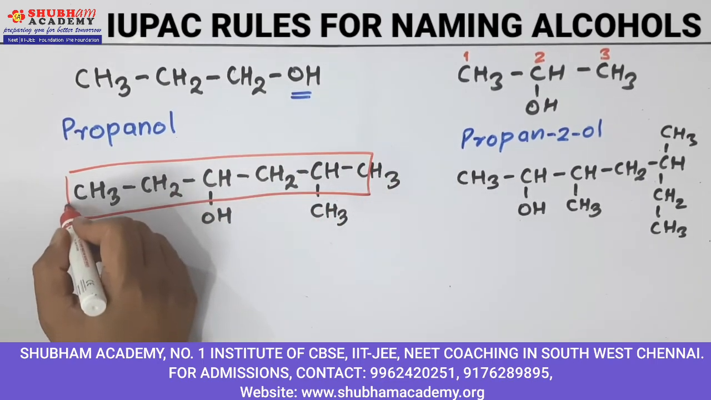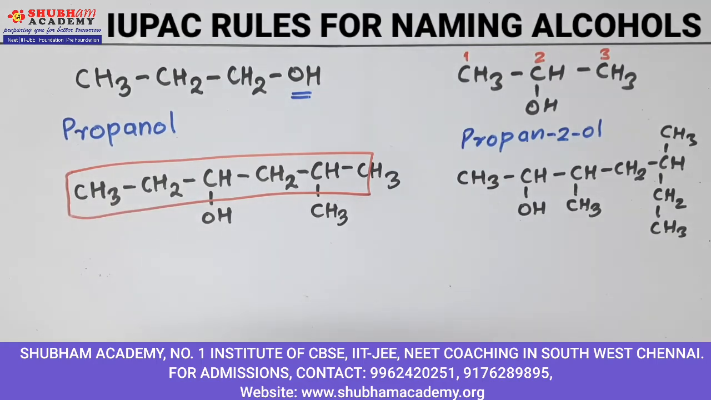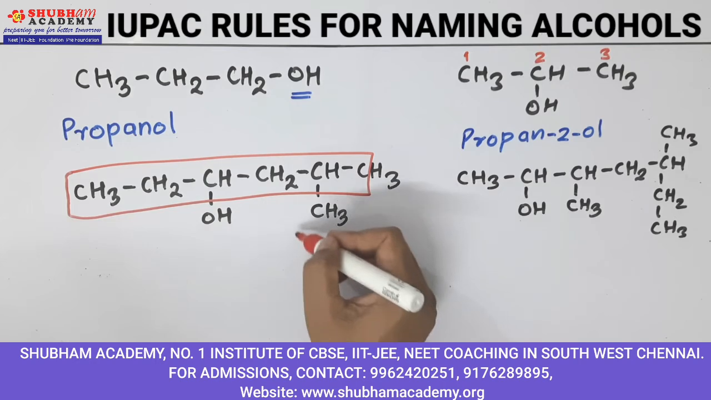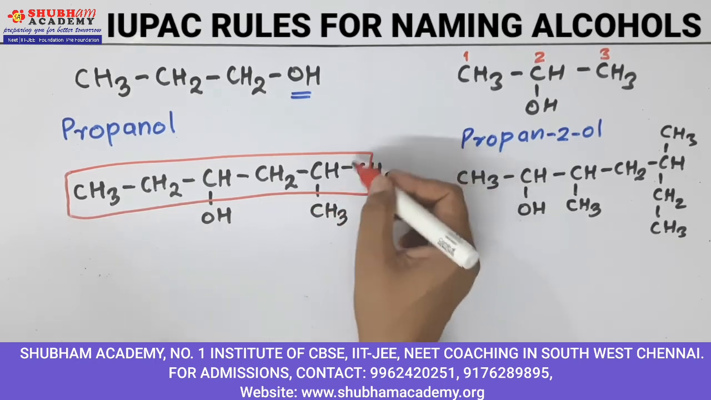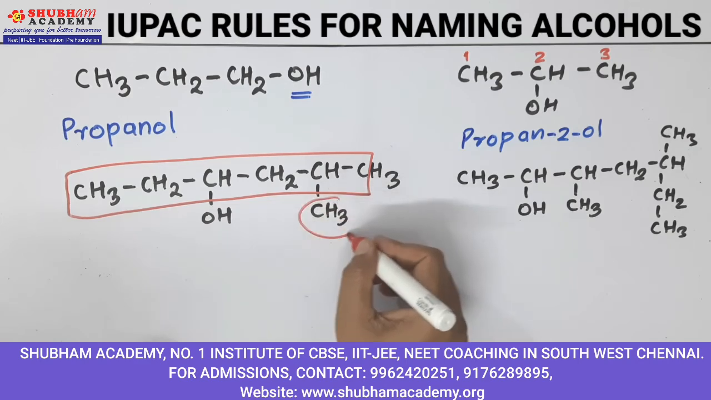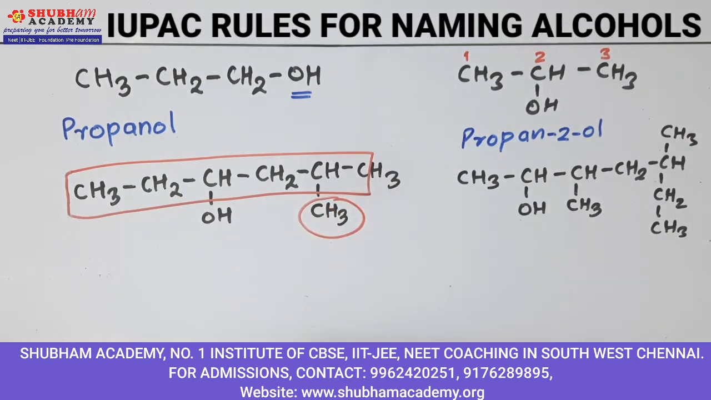Keep in mind that the longest chain must be of carbon atoms. You can come in this way also, then also you'll have the same number of carbon atoms, and in that case this will act as a side chain. Here this is acting as a side chain. You must number this parent chain.